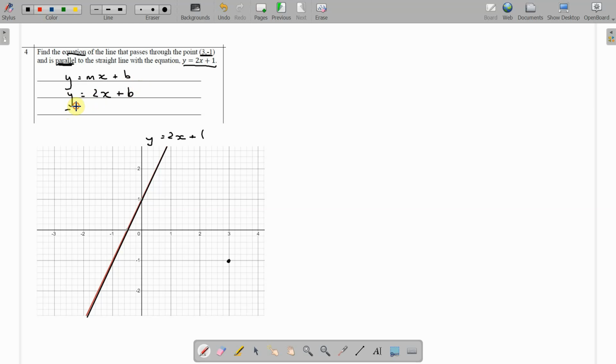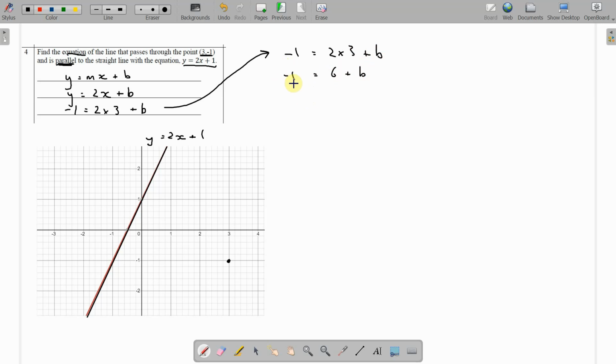So y is -1 and x is 3, so we can put 2 times 3 plus whatever the b is. Okay, I'm just going to go back over here. So negative 1 equals 2 times 3 plus whatever the b is. And negative 1 equals 6 plus b.